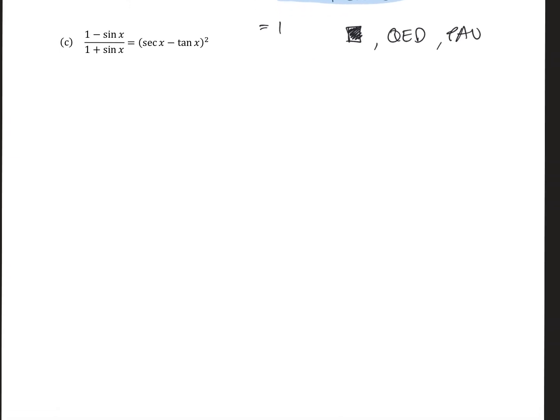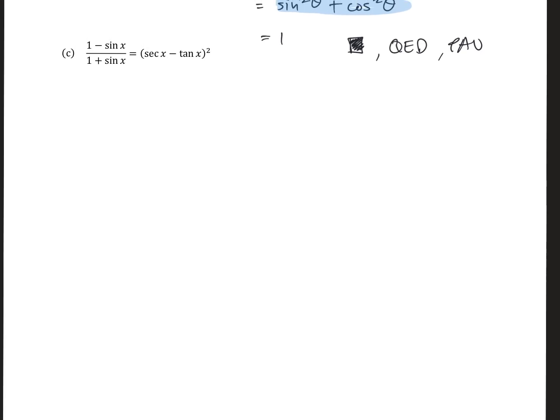Alright, so go ahead, try C by yourself, and then check in with me in a second. Okay, so hopefully you gave this a go. Now let's take a look. Which one is the left and right side? Left side, right side. Which one looks more complicated? Well, actually they both kind of look complicated. But the right-hand side is still written in secant and tangent, which makes it more complicated than the other side, which is just written in sine. So I'm going to go ahead with the right-hand side.